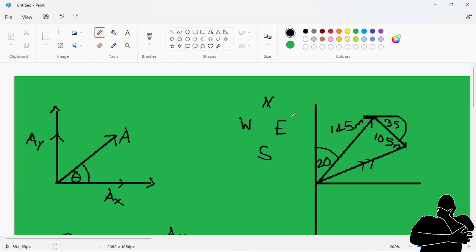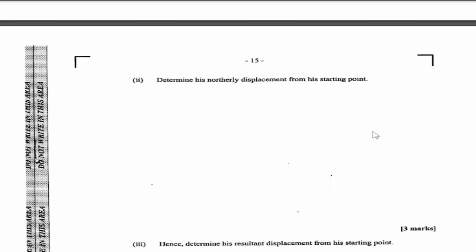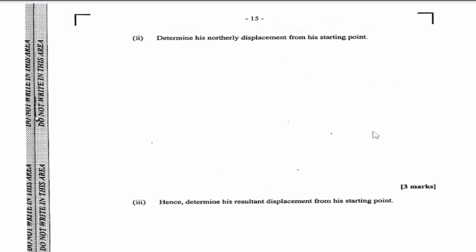You could put stuff here on this axis, but you don't want to get confused. You just need to know that these are the two vectors. This is one, and then this is their resultant that we get by joining them, right? Good. Represent his resultant displacement using a suitable vector diagram. That is completed. We now move on to the other parts of the question.